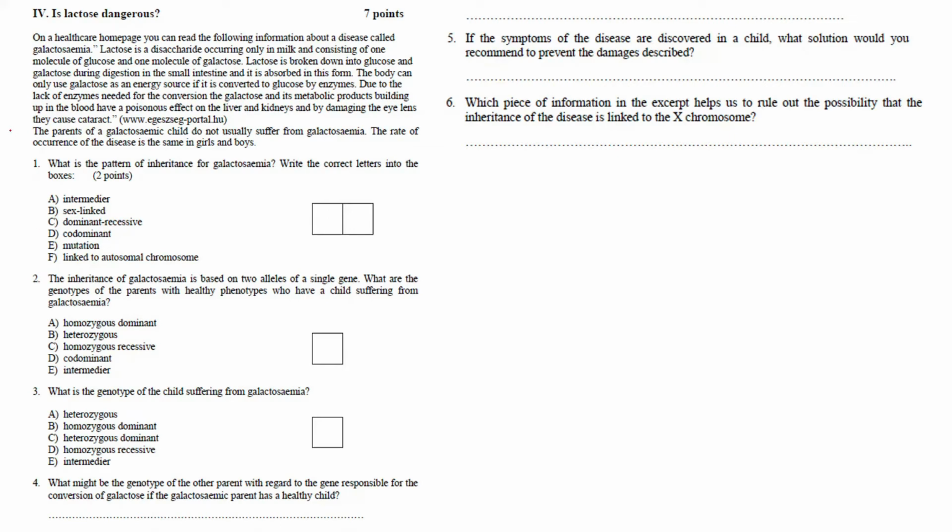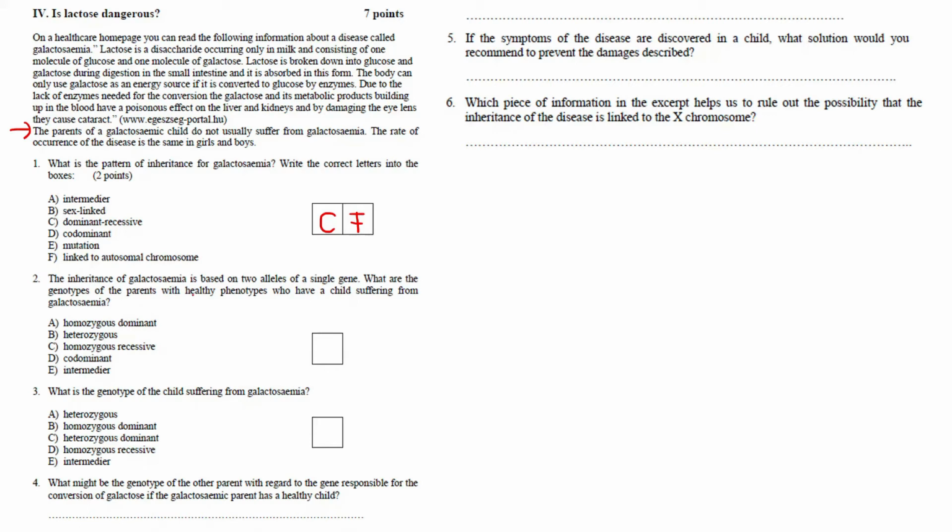So we can use the help of the text again, and it is explaining that the trait is inherited in a dominant recessive manner, and it's linked to autosomal chromosomes, so C and F are the good answers. We know that X-linked recessive traits are present more frequently in males, as they have only one X chromosome, and it is clearly stated in here that the occurrence of the disease is the same in the case of the girls and the boys. The inheritance of galactosemia is based on two alleles of a single gene.